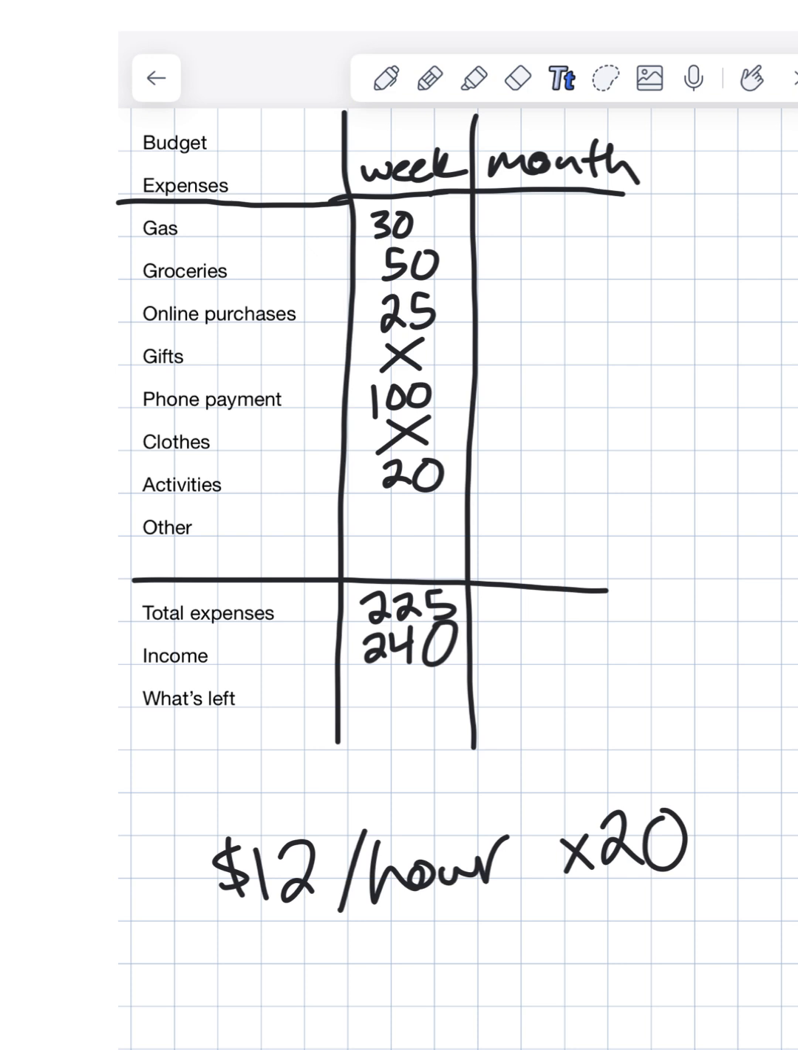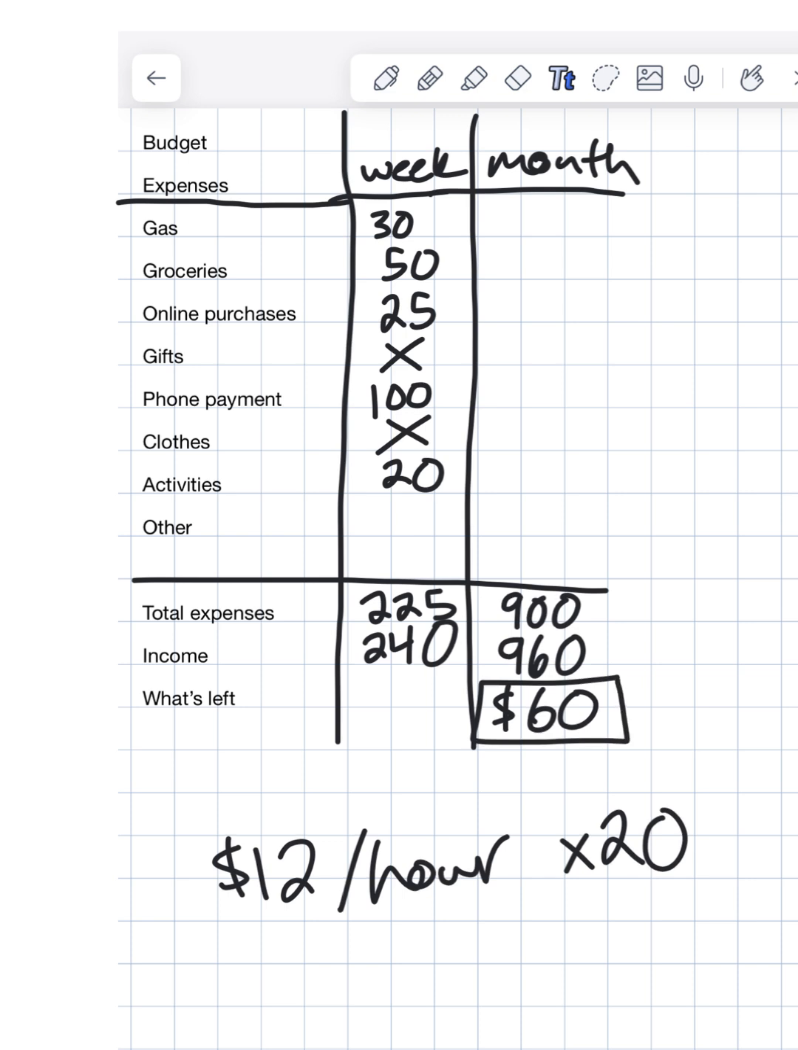Okay, now we're going to multiply both of these by 4 to get the monthly cost. So 225 times 4 is 900. And 240 times 4 is 960. So then to find what's left in a month, I'm going to do 960 minus $900, and I would have $60 left in a month in my budget.